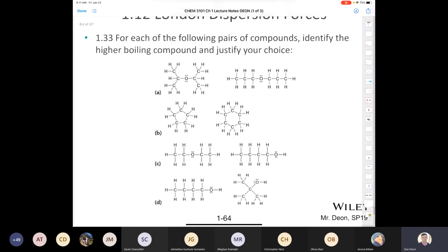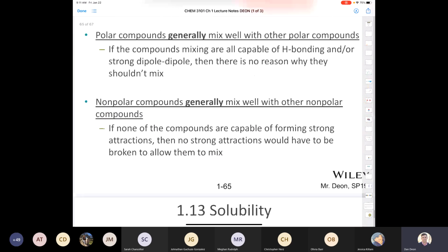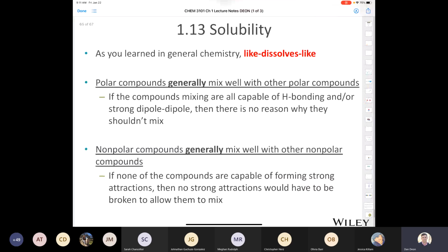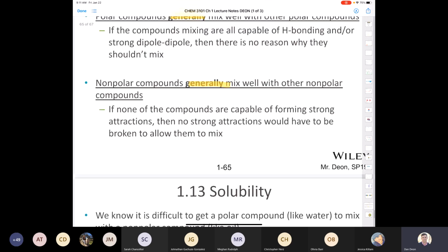All right. In the interest of time, I'm just going to talk about solubility very quickly because we only have 4 minutes left. You should know the general rule that like dissolves like. A polar compound is generally going to mix well with another polar compound, and a nonpolar compound is generally going to mix well with another nonpolar compound. The 2, generally speaking, don't mix. If you try to mix a polar and a nonpolar compound, they're not going to mix, and that's why oil and water don't mix well.